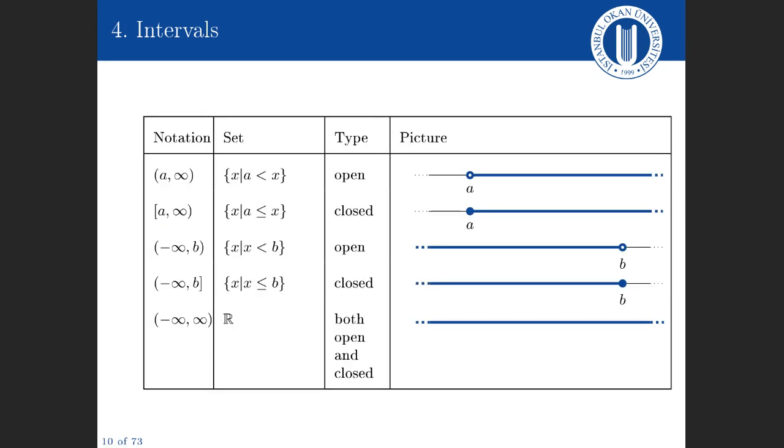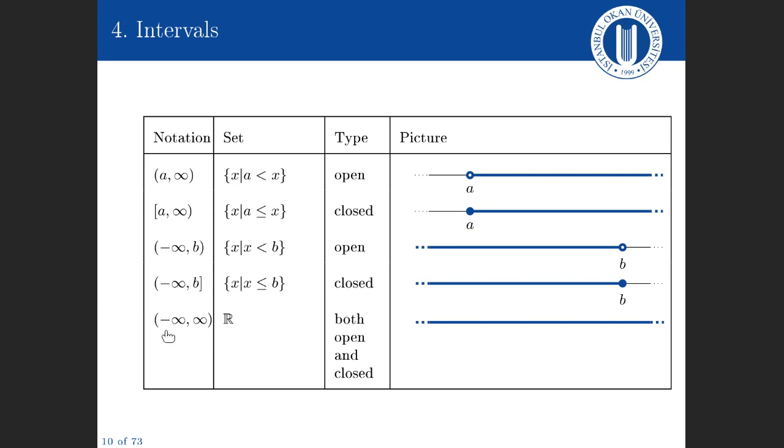Some examples. First of all, round bracket a comma infinity round bracket. This is an open interval because a is not in this set. Square bracket a comma infinity round bracket is a closed interval because a is in this set. And we have the same ideas for going to minus infinity.